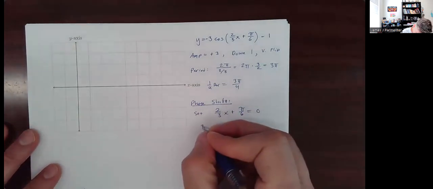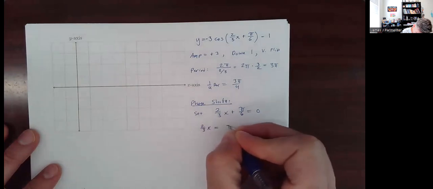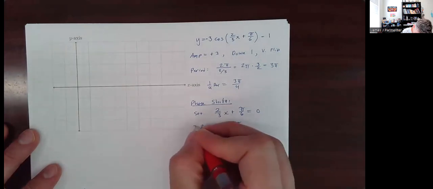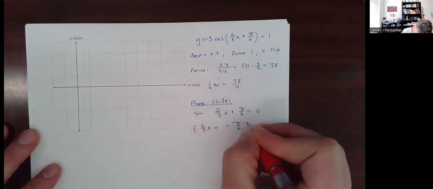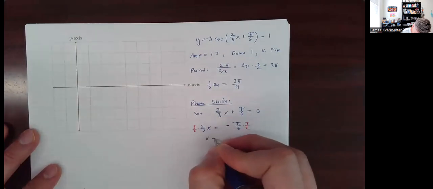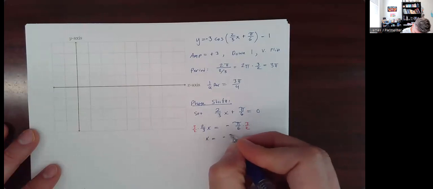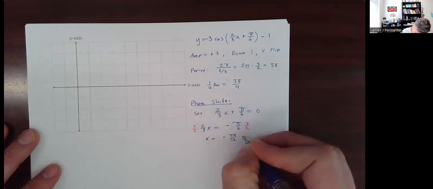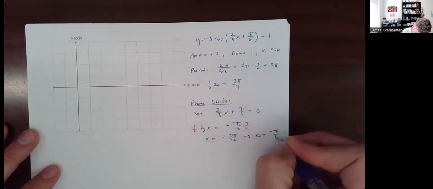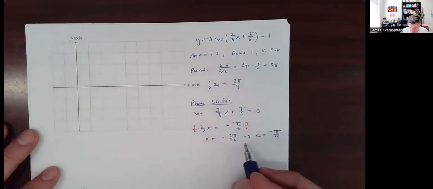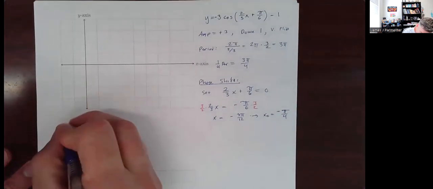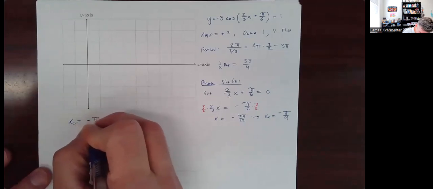So I'm going to get 2/3 x equal to negative pi over 6. Multiply both sides by 3/2. So let's see, I end up getting x equal to negative 3 pi over 12, which reduces to negative pi over 4. And I'm going to point out here, I'm just calling this x sub 0 because that's what I like to call my first point. So my first nice x value is negative pi over 4.